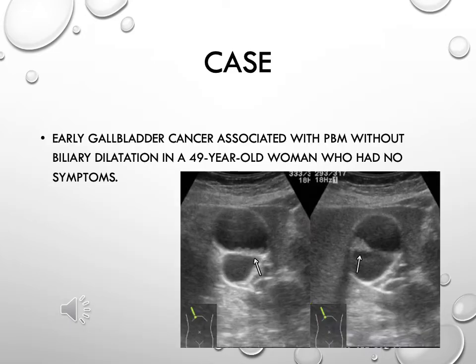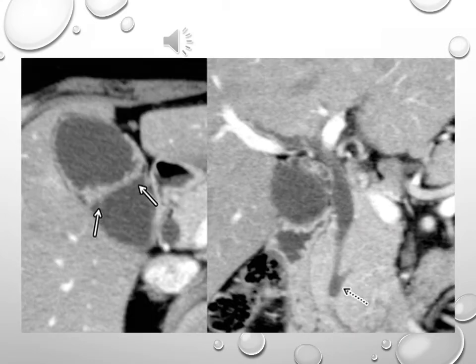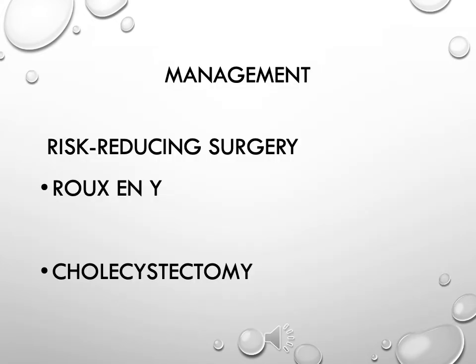This case shows how pancreaticobiliary maljunction with no dilatation can have a very late manifestation. This patient was a 49-year-old female with no symptoms, and then she developed gallbladder cancer, which is shown here in ultrasound as thickening in the gallbladder wall. Same patient here: on the left is the CT, showing gallbladder wall thickening, and on the right is the MRCP for the same patient with an abnormal junction between the main pancreatic duct and the CBD.